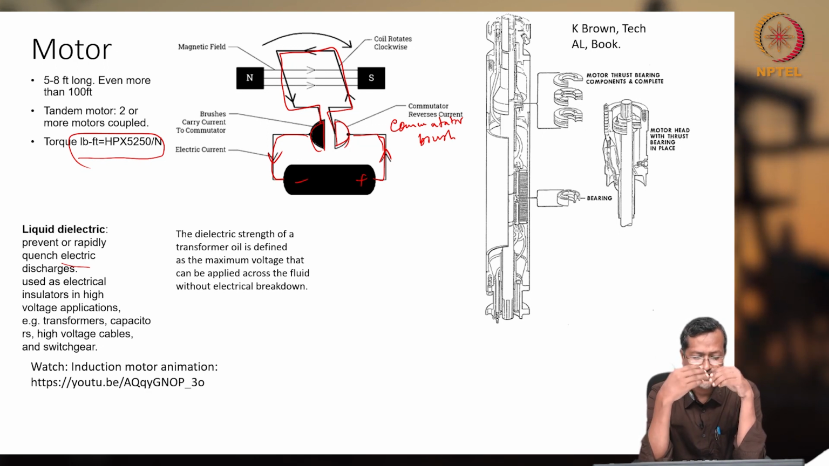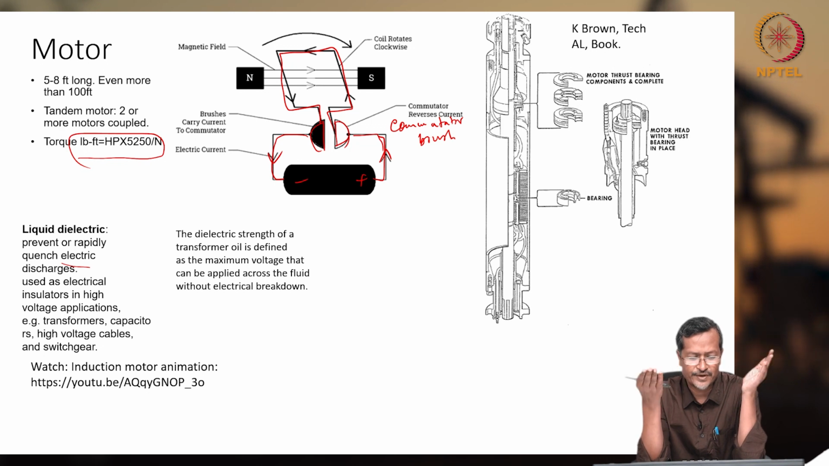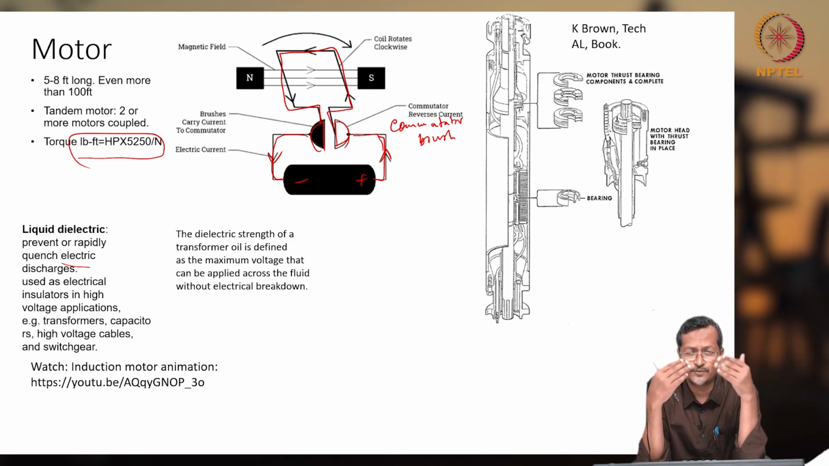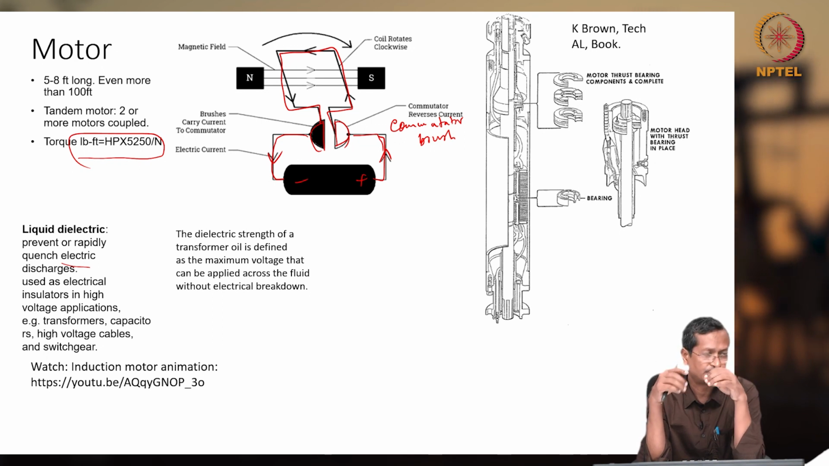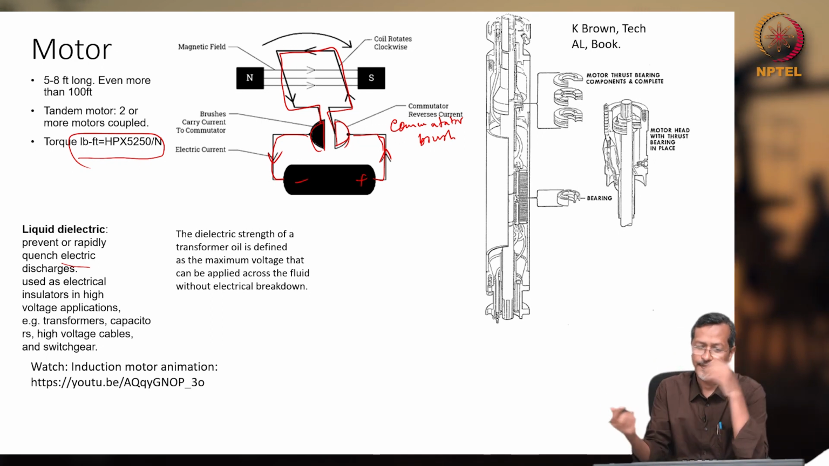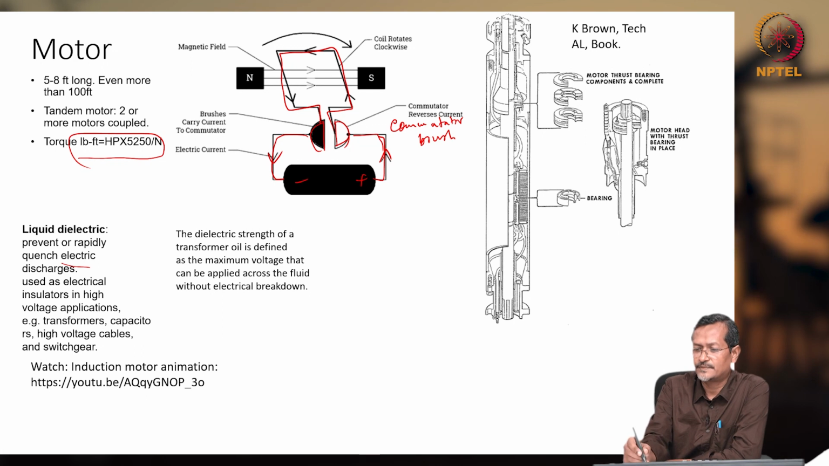The dielectric strength of a transformer oil is defined as the maximum voltage that can be applied across a fluid without electrical breakdown. So how much voltage you can apply using a dielectric fluid, that will be the measurement. Normally they use the kilovolt term. Okay. So here is one picture I have taken from Kermit Brown's book.